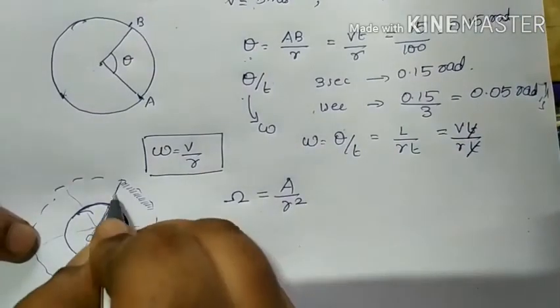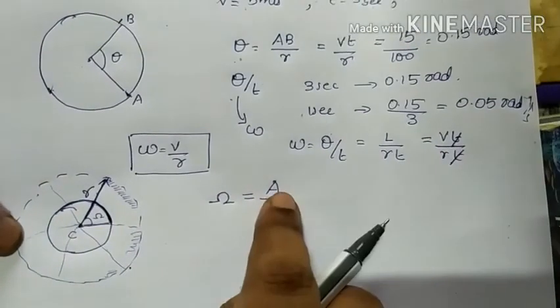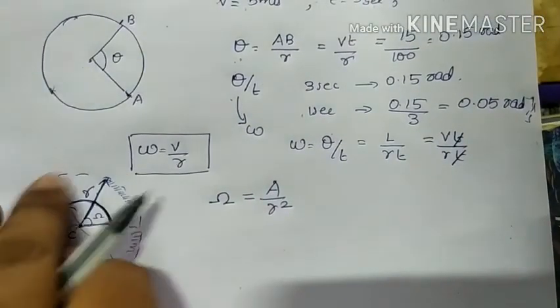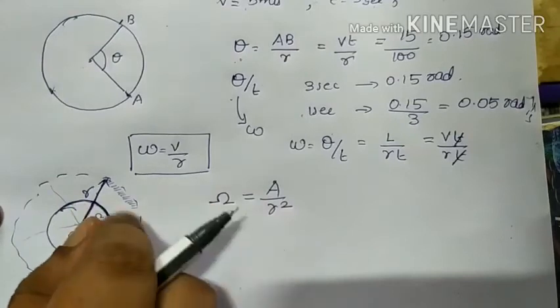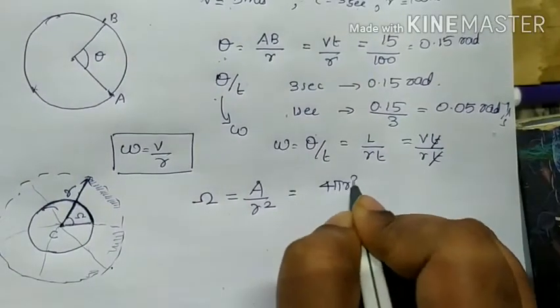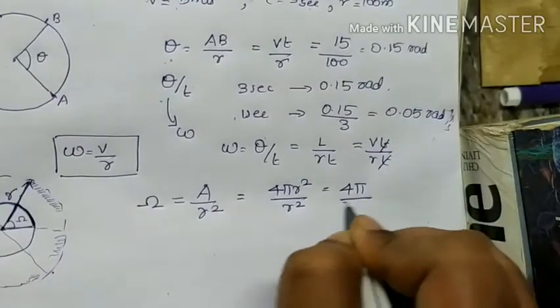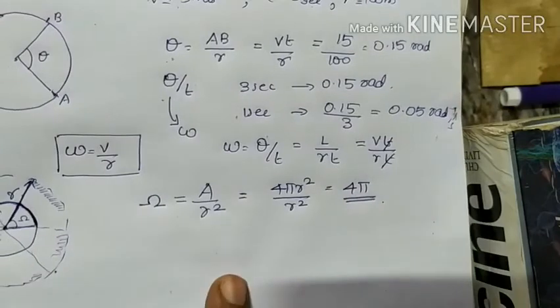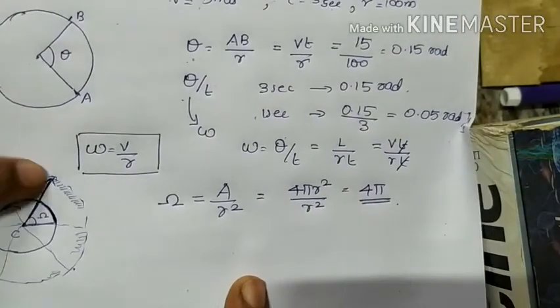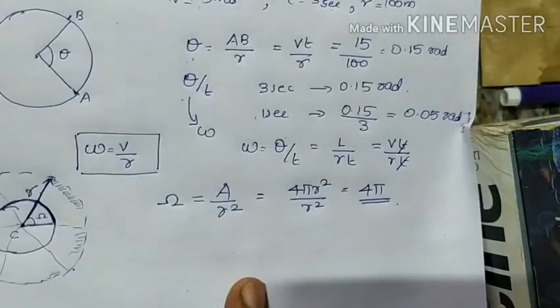Now r is the radius from this point to this, let's say that is r. Now what is the area? Area of the outer sphere or the screen where the projection is happening. Now that surface area of a sphere is 4 pi r squared divided by r squared, and the angle is 4 pi. This is something you have to learn by heart or understand. This angle subtended by a solid sphere at its center is always 4 pi.